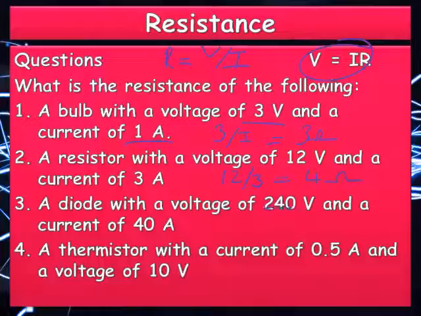Diode with a voltage of 240 volts and a current of 40 amps will be 240 divided by 40, which will be 6 ohms, sorry. And thermistor of a current of 0.5 amps and a voltage of 10 volts, so it'll be 10 divided by 0.5, which will be 20 ohms. Right, so that's resistance applying Ohm's law. Next, we're going to see what happens when Ohm's law breaks down.